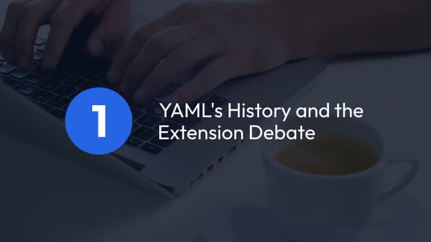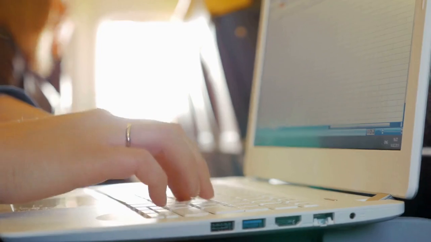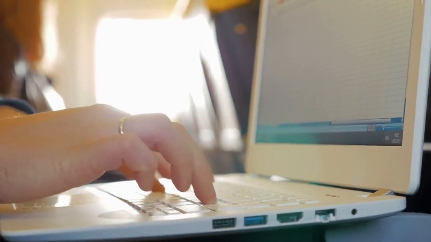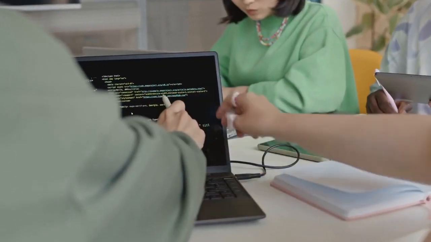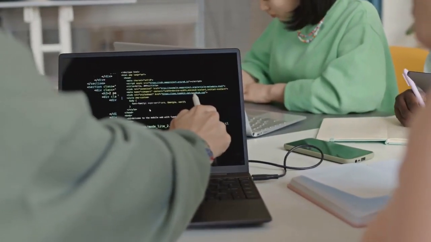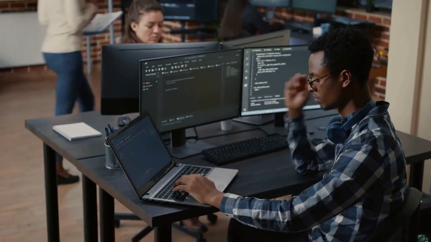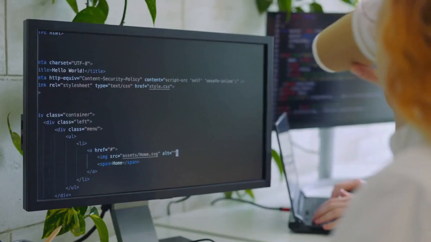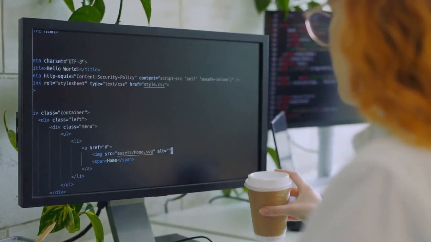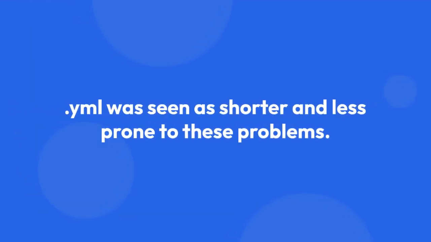1. YAML's history and the extension debate. Initially, the preferred extension was .yaml, reflecting the full name, YAML Ain't Markup Language. However, some systems had issues with the .yaml extension, leading to widespread adoption of .yml. .yml was seen as shorter and less prone to these problems.